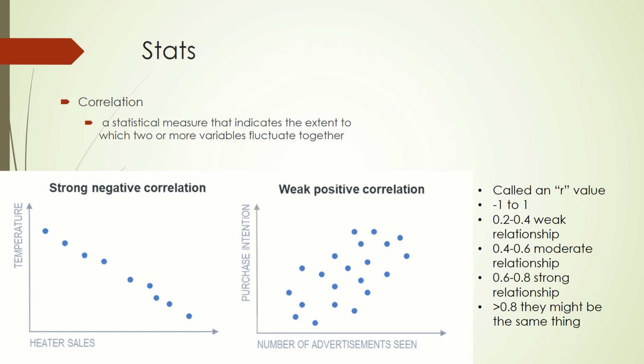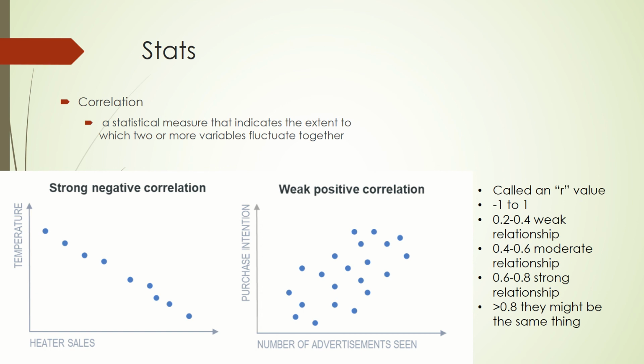So as one variable goes up, another one goes down, or one goes up, another one goes up. So here, this is a strong negative correlation. It says temperature on the y-axis and heater sales. Hopefully that makes sense. As the temperature goes up, there's less heater sales, right? Heater sales are very low right here, and then there's more as the temperature goes down, right? Kind of a stupid example, but it works.